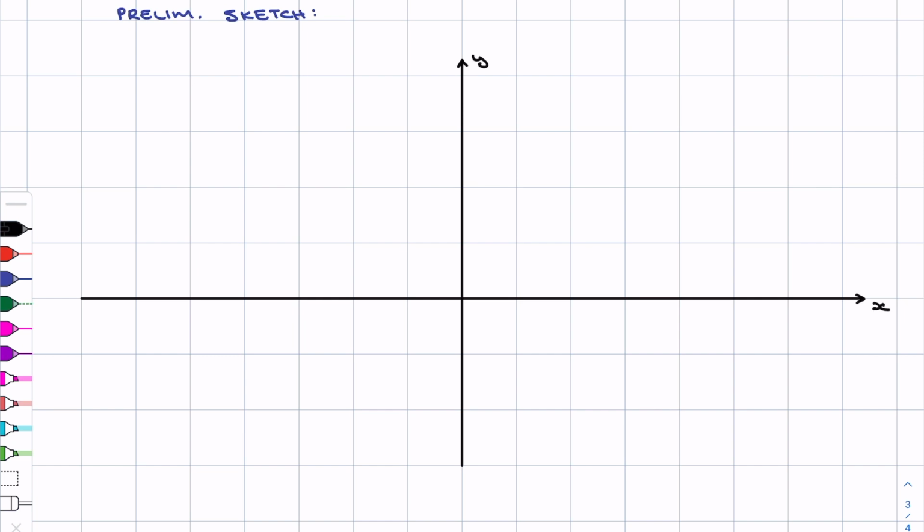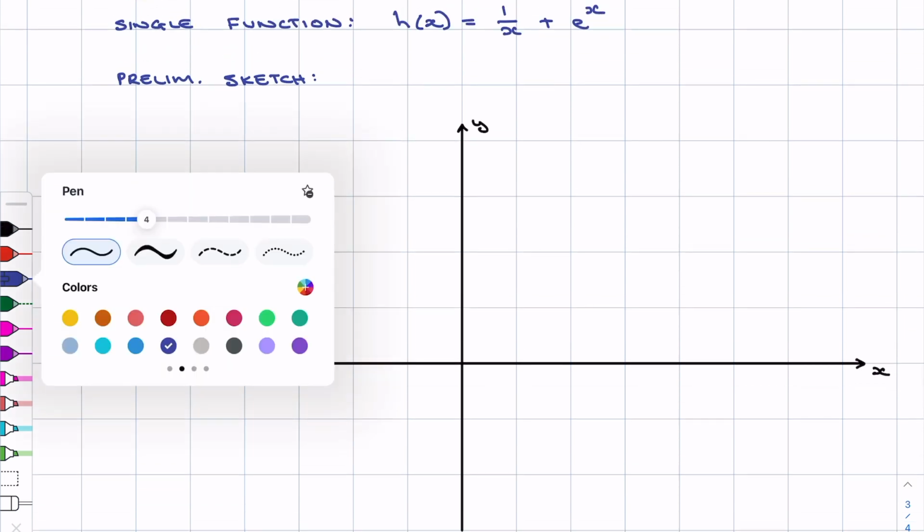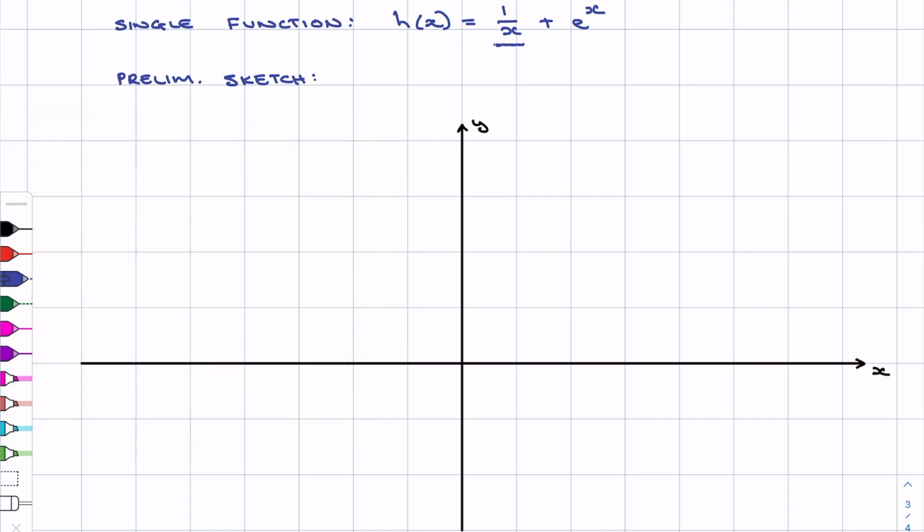With my preliminary sketch, put my axes in. I'm going to focus on f(x), so I'll just note f(x). I'm going to put it in blue. Okay, so that's f(x).